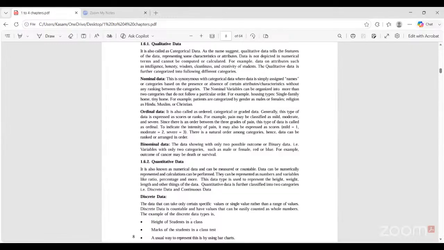There is ordinal data, then binomial data. The most important data is binomial data. The data showing the two possible outcomes is binary data. What is binary data?